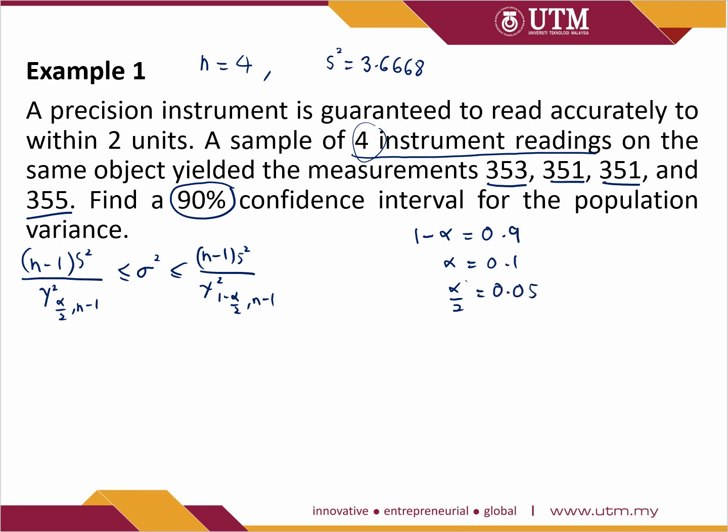Now, the next step is you need to know what is the chi-square 0.05. So, n minus 1 is 4 minus 1, which is 3. And then you also need to know the value for chi-square 1 minus alpha over 2 for this one. So 1 minus alpha over 2 would be 1 minus 0.05, which is 0.95, and n minus 1 would be 3. So you have to refer to the table of chi-square distribution.